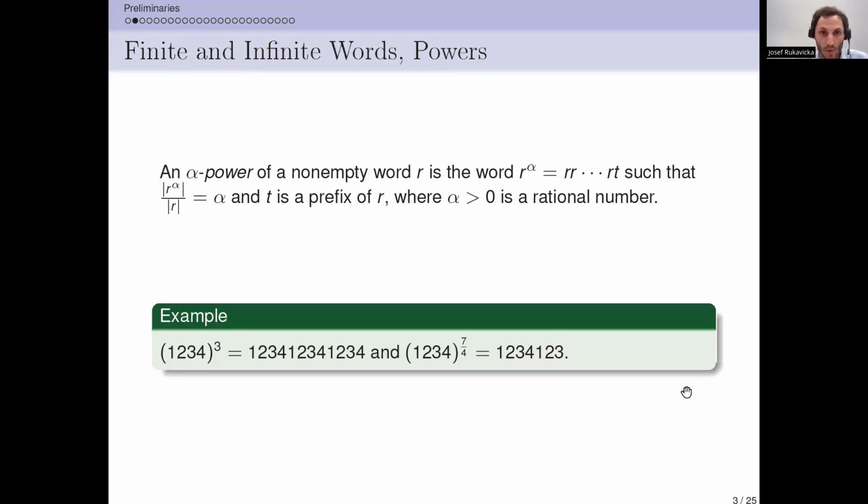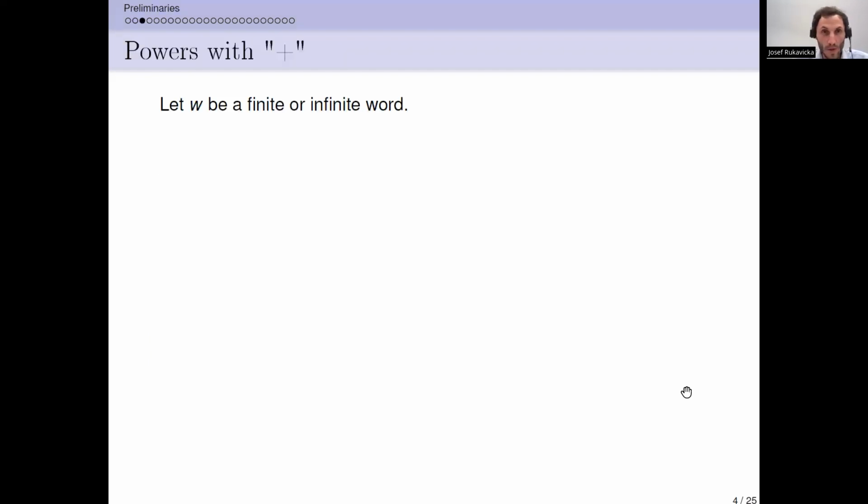So here are some simple examples. The first example is for the power with an integer value of alpha, and the second example is for a rational value. As I said, at the end, there is the prefix 1, 2, 3 from the word 1, 2, 3, 4. I think that is the example. The idea should be clear. So I continue.